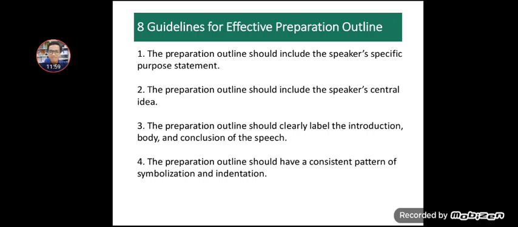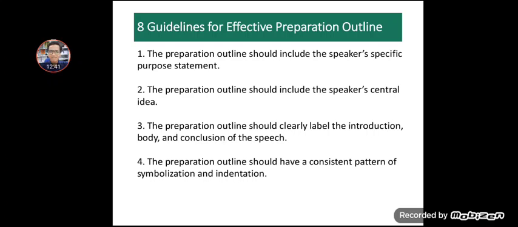And then the third guideline is the preparation outline should clearly label the introduction, the body, and also the conclusion of the speech, so that we know this is the part where we need to introduce the speech, and then the body and the subsequent ideas that we have in our speech, and then we end up with the conclusion. So we need to label these 3 main items of our speech.